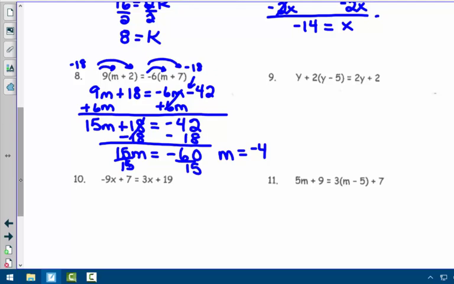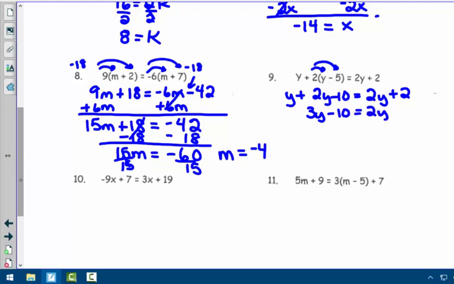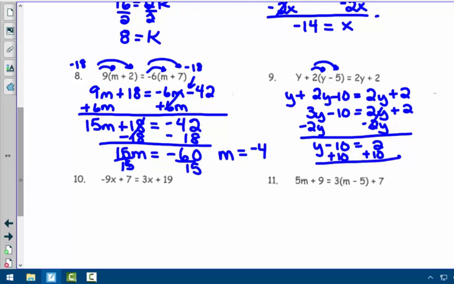Number 9, I'm going to distribute that too. 2 times y, 2y. 2 times negative 5, negative 10. Bring down this front y, don't forget that, equals 2y plus 2. I'm going to combine my y plus 2y on the left to get 3y minus 10 equals 2y plus 2. I'm going to subtract 2 y's, move the smaller variable, at step 3, and I get y minus 10 equals 2. Adding 10 to both sides, the inverse operation. We get y equals 12.